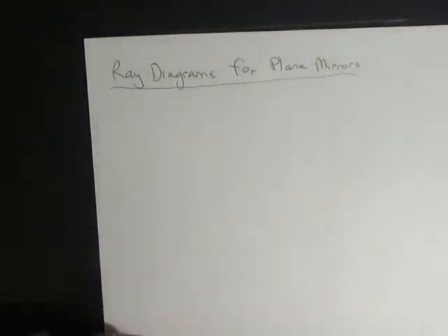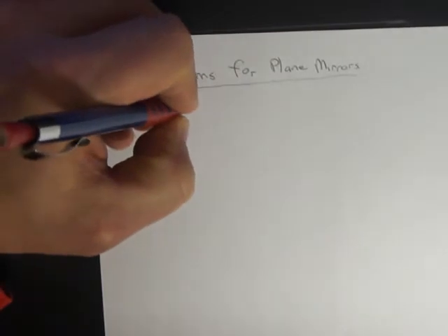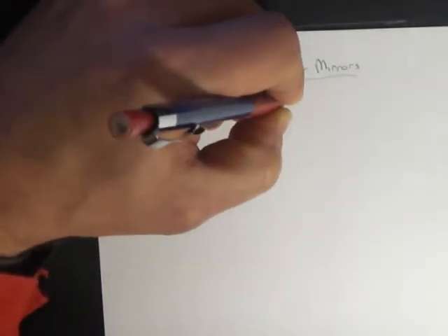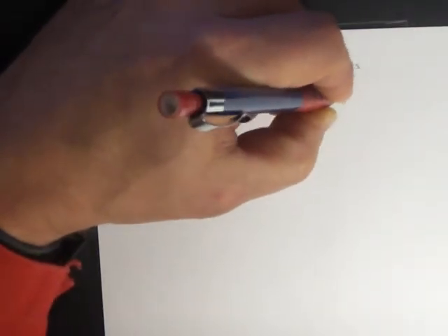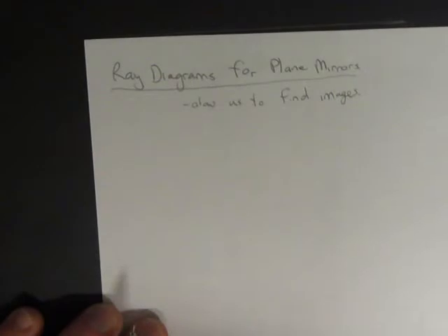What do ray diagrams do? Ray diagrams allow us to find images. So they allow us to find images.